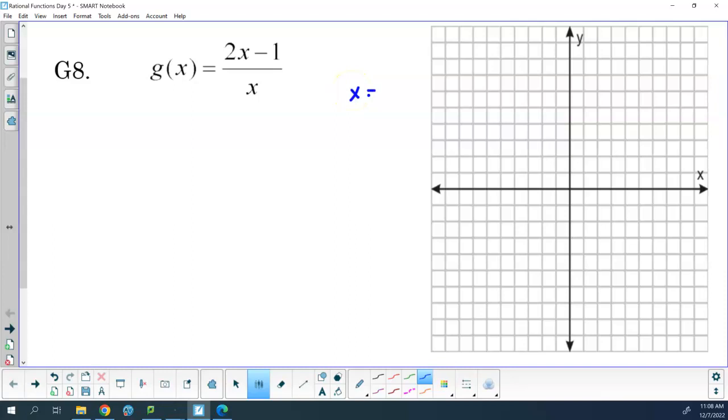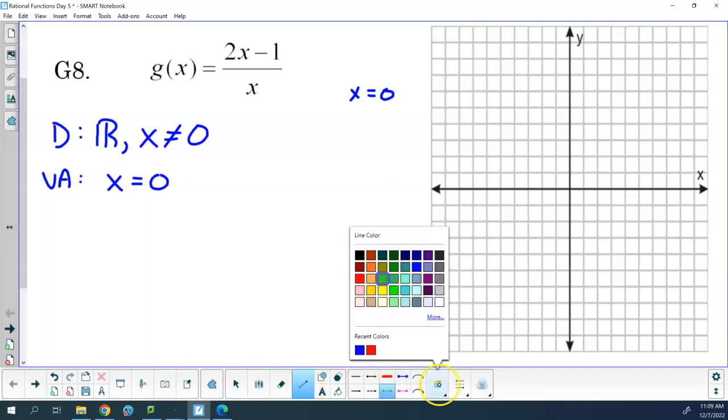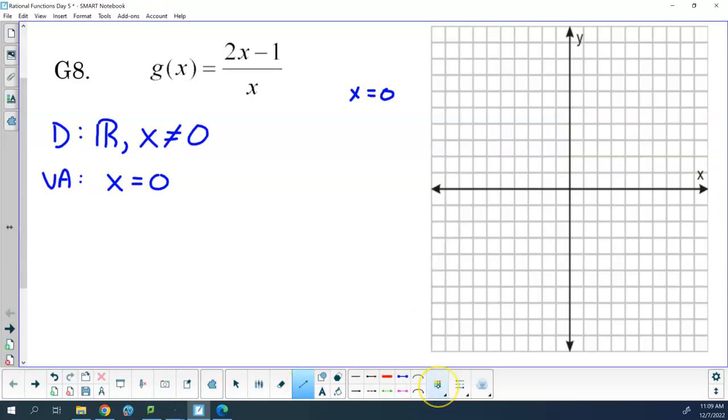Set the denominator equal to zero. Solve it. Done. Domain is all real numbers, but x cannot be zero. Vertical asymptote is x equals zero. Goes on our graph as a dashed line vertically right there.